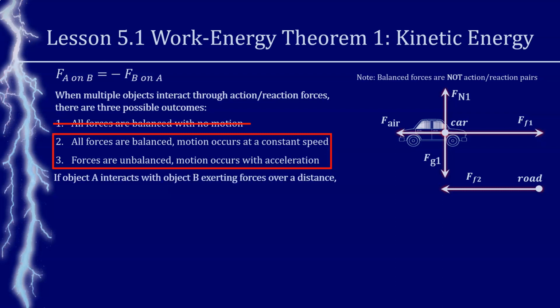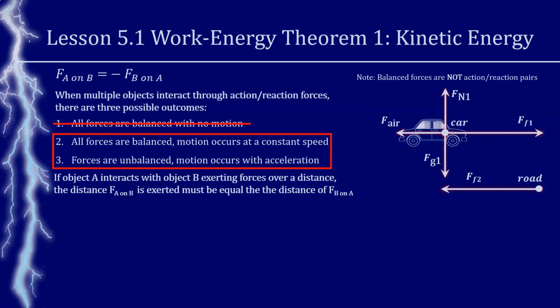If object A, let's say that that's the car, interacts with object B, the road, over a certain distance, it has to be true that the distance that the force of A on B is exerted, that's that force of the car on the road, must be equal to the distance of the force of B on A, the force of the road on the car.